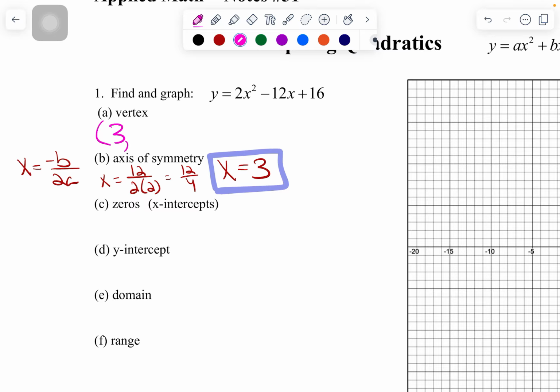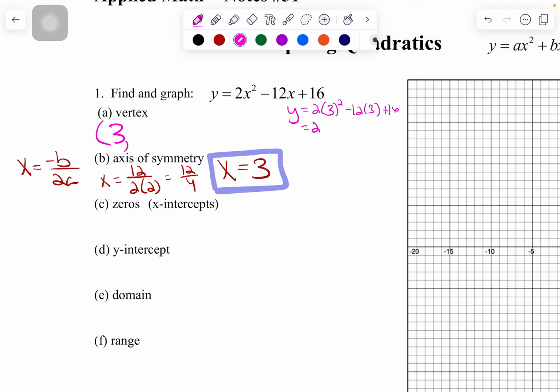So that's going to be the value of 3 for x. So we need to figure out what y is. So y is equal to 2. Everywhere I have an x, I'm going to replace it with a 3. 12 times 3, and then plus 16. So actually, I'll do this in one step here. No, I'll leave it as. So I'm arguing with myself here.